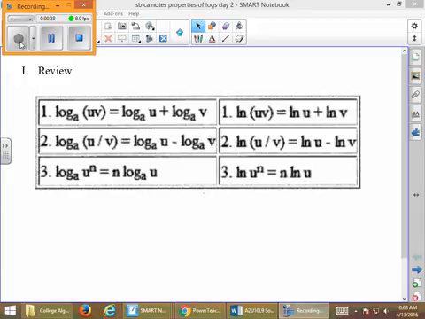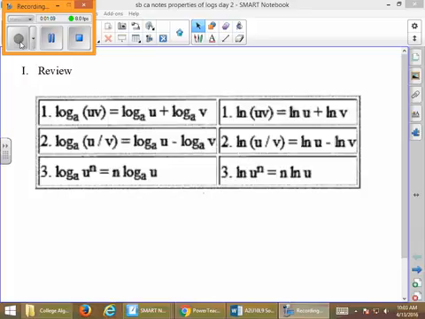We multiply the two arguments because there's a plus in there. And the minus sign indicates the division. And then lastly, if there's an exponent on the u in this case, we can take that value and write it as a coefficient. And the properties are not exclusive to log type logarithms. They also apply to natural logarithms.